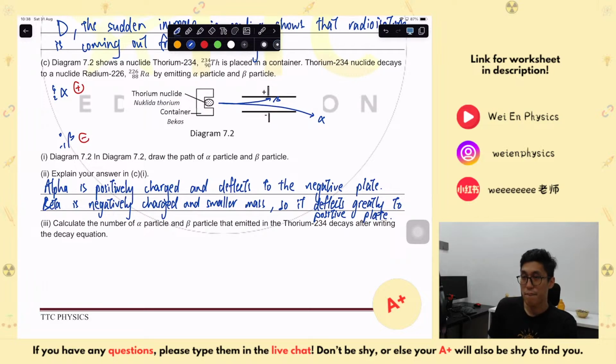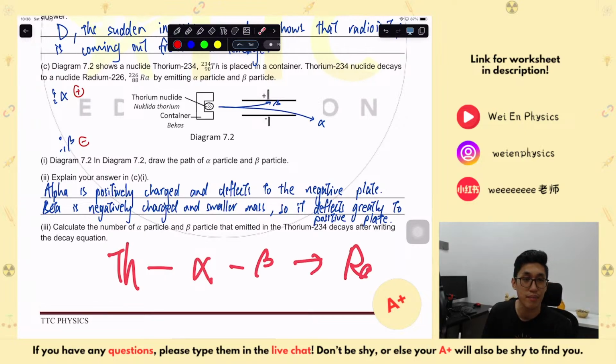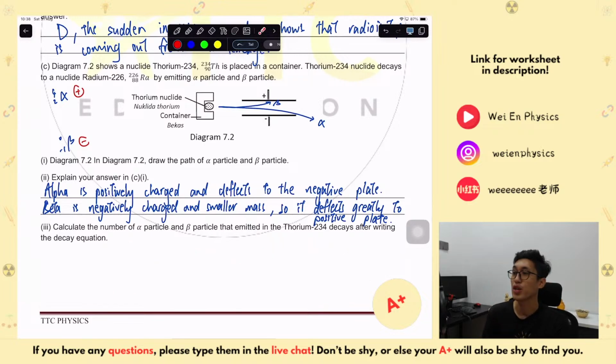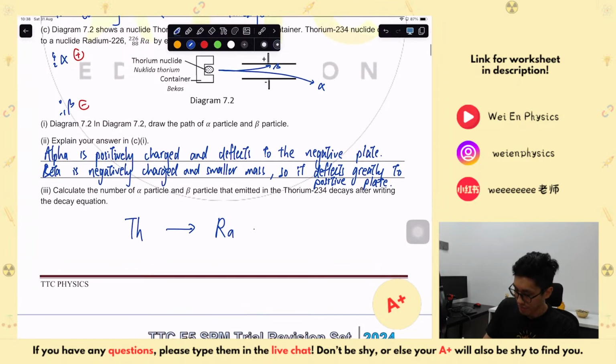Calculate the number of alpha particles and beta particles that are emitted by the thorium, after writing the decay equation. So the decay equation, you always write it like this. Now, you don't say thorium minus alpha and beta becomes radium, correct? In chemical equations, we don't have minus. So what we do is we say thorium has decayed into radium, plus how many alphas, plus how many betas.